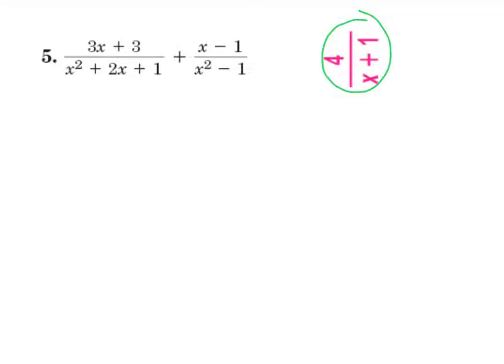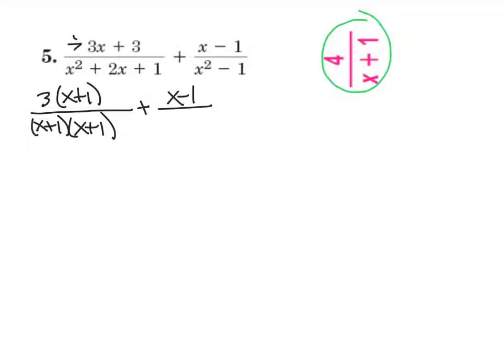So first, I always want to factor. This numerator can be factored: 3 times x plus 1. I took out a greatest common factor there. My denominator factors into x plus 1 times x plus 1 plus x minus 1. This factors into x plus 1, x minus 1.